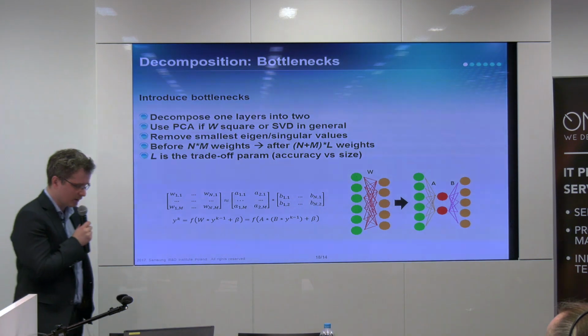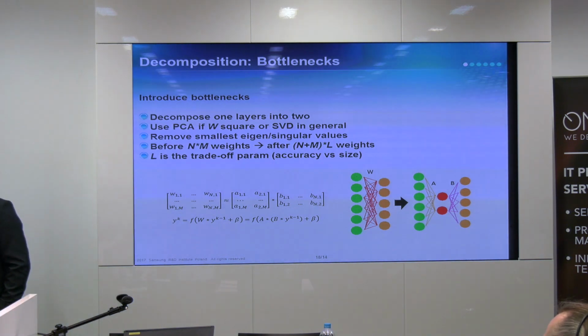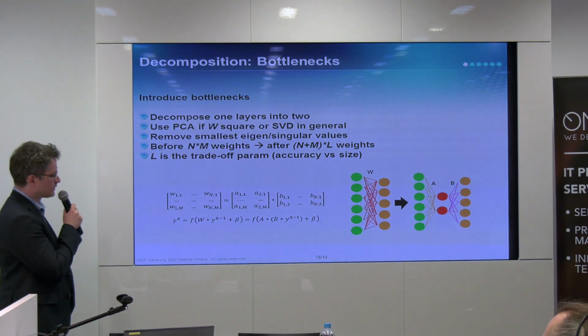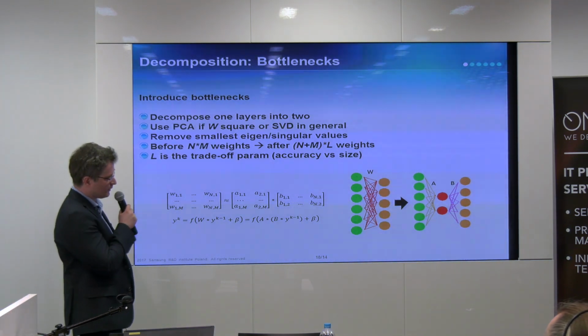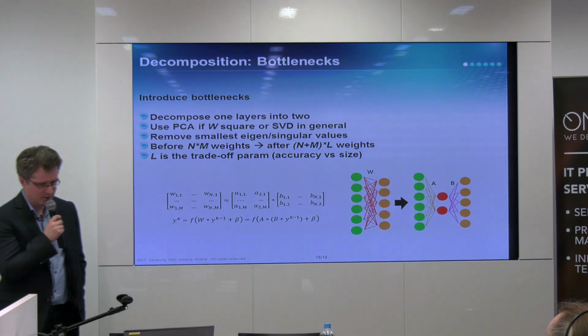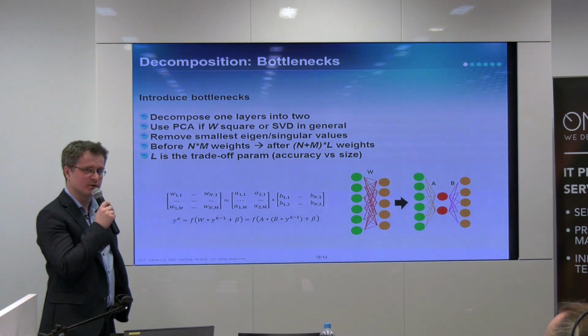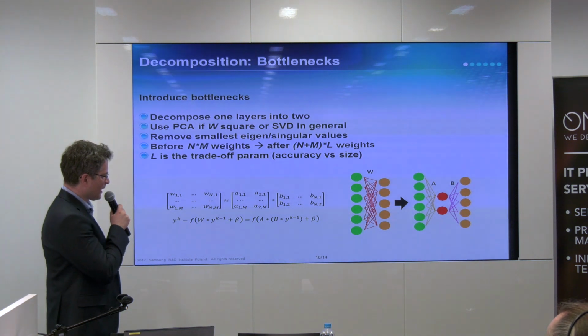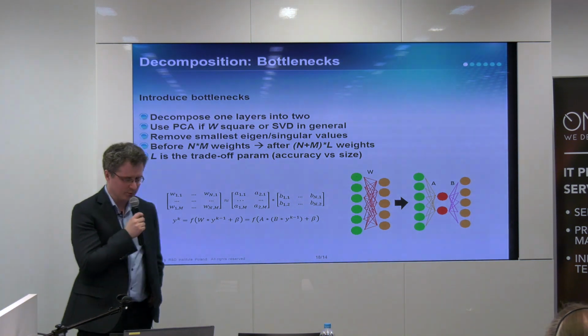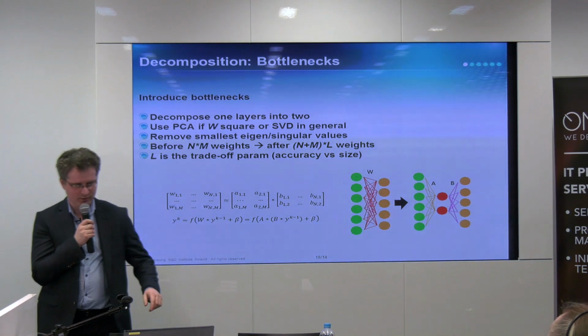And this can be done by, if our matrix is rectangular, we can use the principal component analysis for that. Or in general, we use the singular value decomposition, and we remove the singular values whose absolute value is the smallest. And I think this is all I would like to say today.